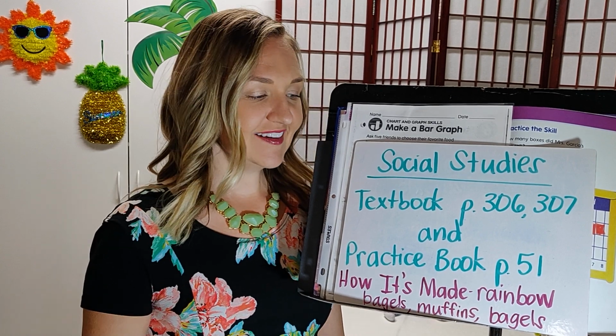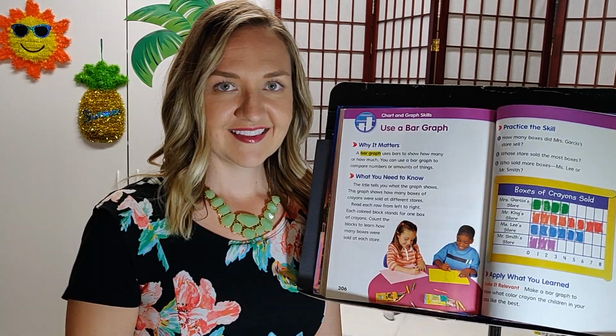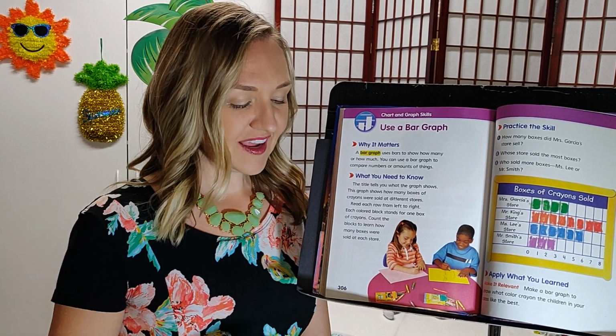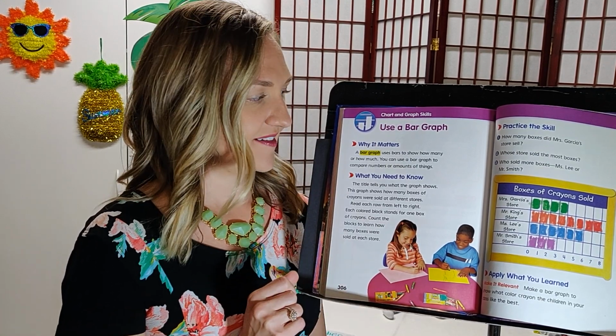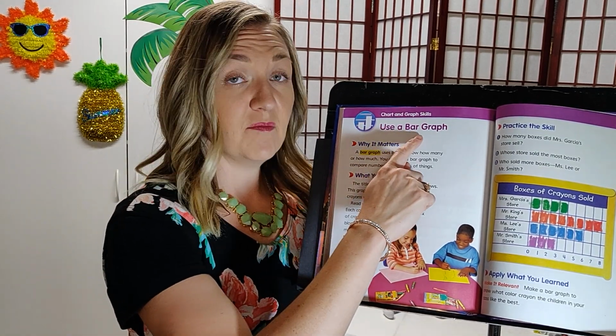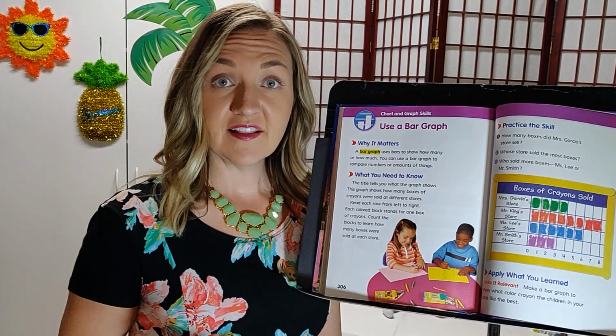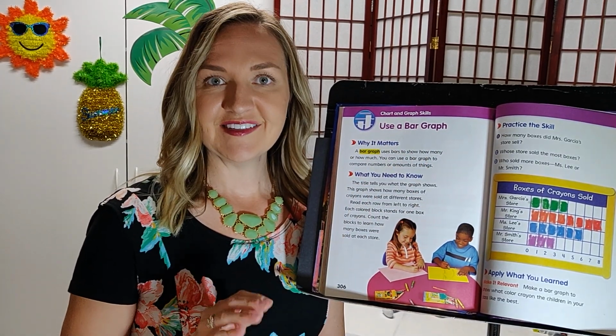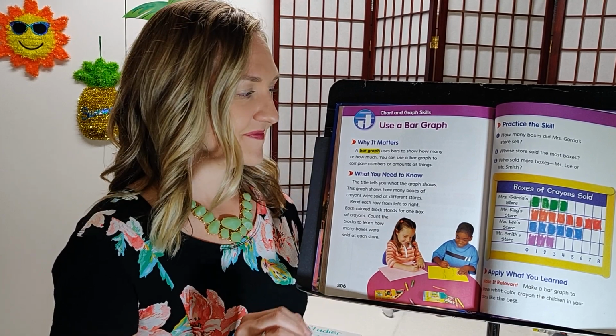When you're ready, let's go ahead and get started first with our textbook. Textbook page 306 and 307. It's called Use a Bar Graph. We've done quite a lot of this in first grade already, so this will feel like a great review.